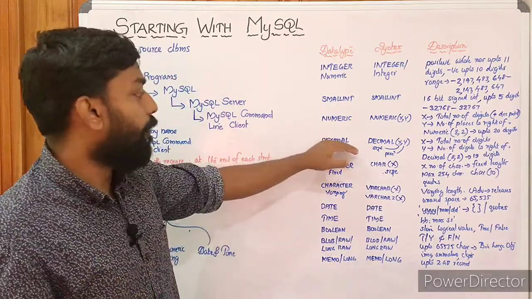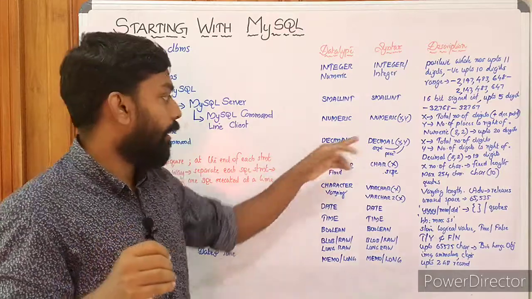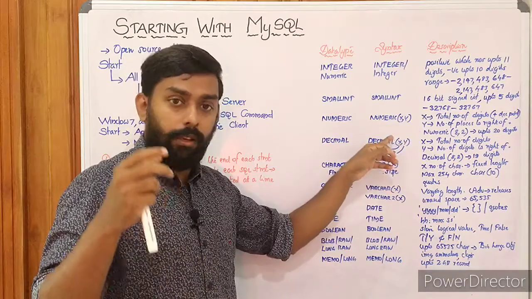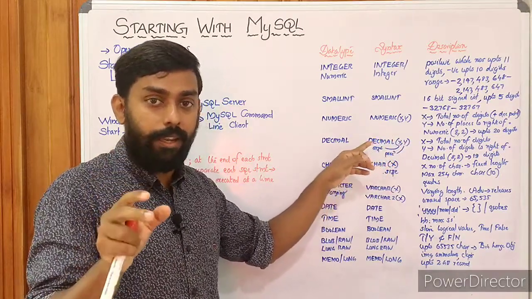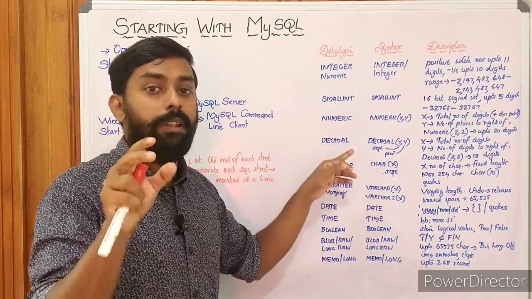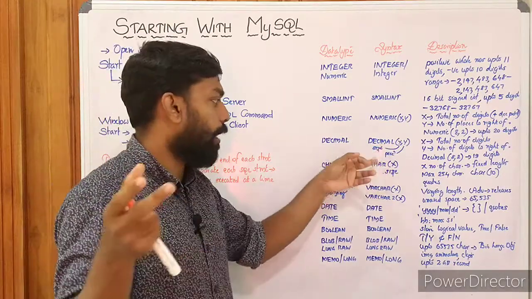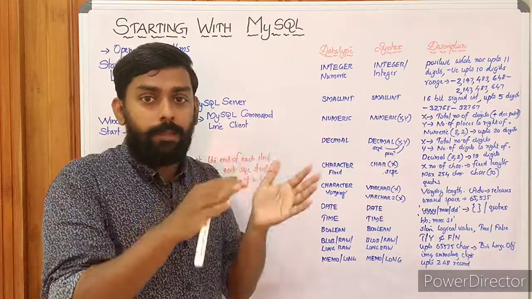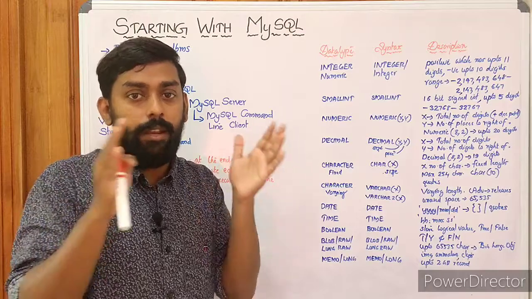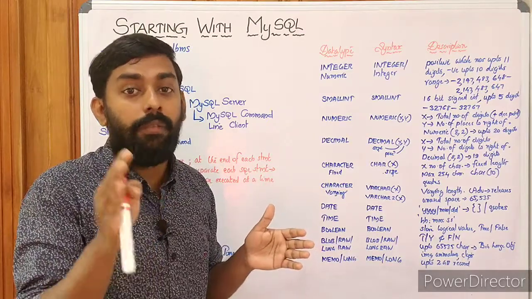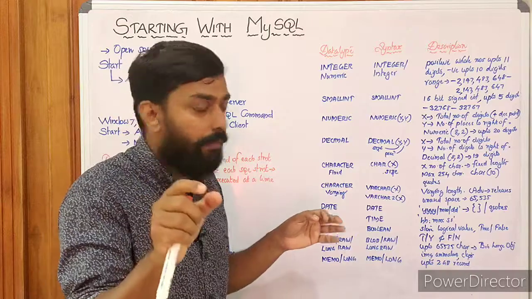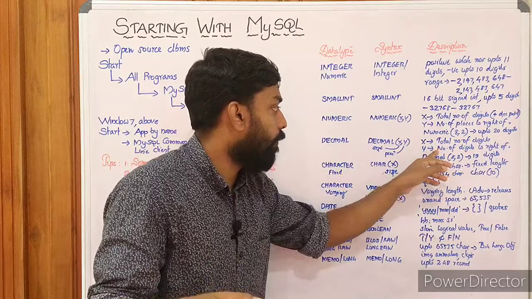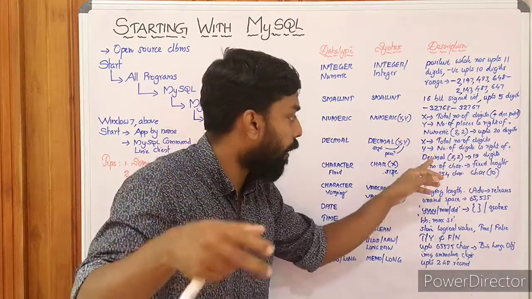Now we have decimal, the exact decimal. Here also the syntax is decimal x comma y. Here also x is the total number of digits in the value and y is the number of digits after the decimal point. So x can be called the size and y the precision. Size means the total number of digits and precision means the number of digits after the decimal point. But here we have a difference between numeric and decimal.